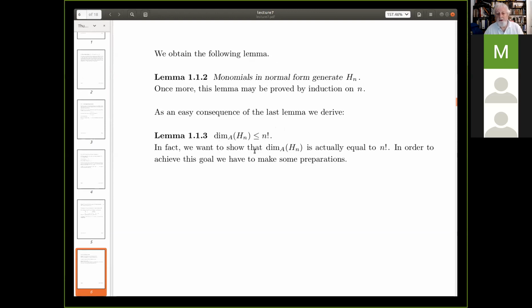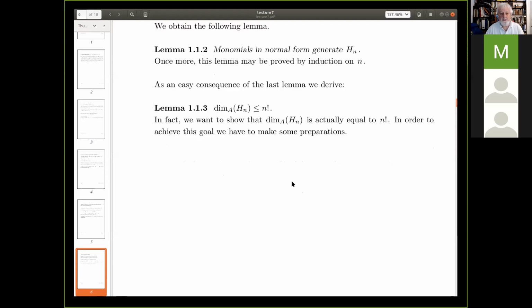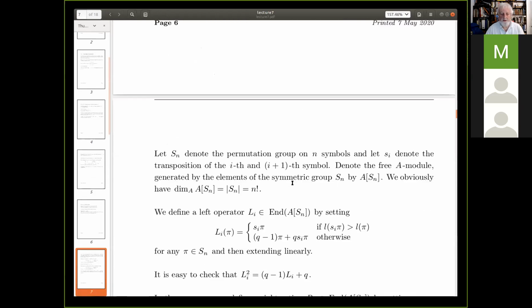In fact, we want to show that the dimension is actually equal to n factorial. So we have to prove the inequality the other way. To achieve this goal, we have to make some preparations, and it's quite interesting algebra. You may not agree, but I think it is. So let's have a look.